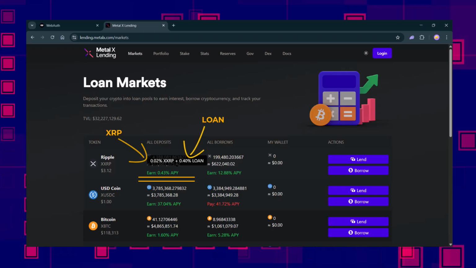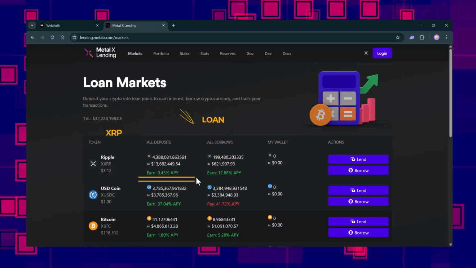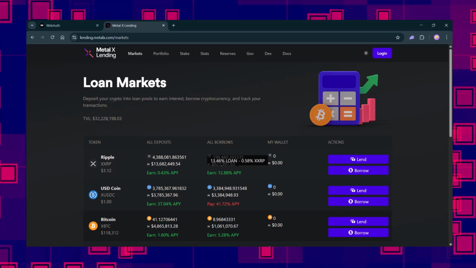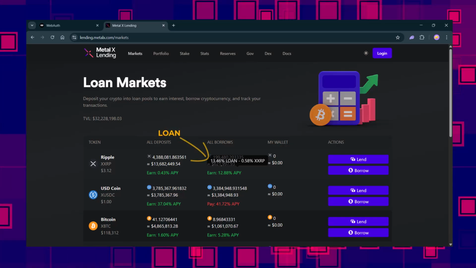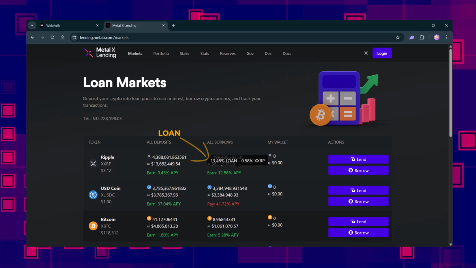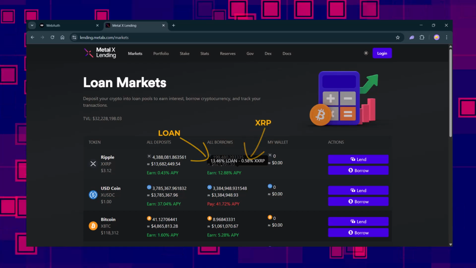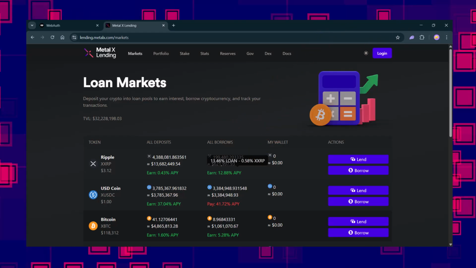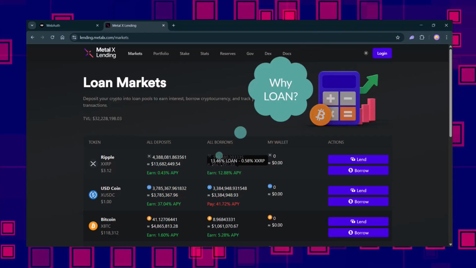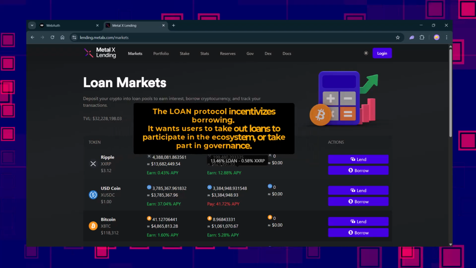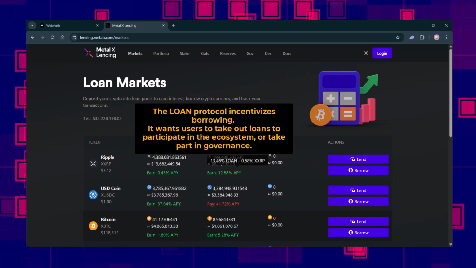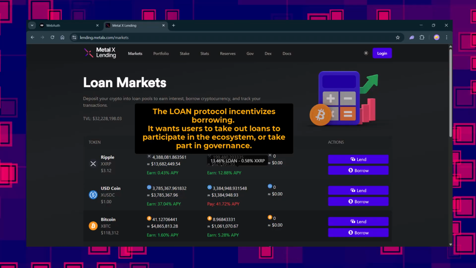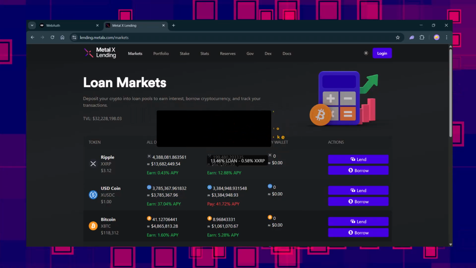But what about borrowing XRP? Let's check it out. Hovering over the borrow APY shows that, for borrowing XRP, you actually receive loan tokens worth 13.46% APY, but you pay 0.58% in XRP. These percentages are always based on the amount of XRP you've borrowed. So why are you getting rewards just for borrowing? Well, the loan protocol incentivizes borrowing. It wants users to take out loans, to participate in the ecosystem, or take part in governance. That's why in some cases, borrowing can even earn you more than it costs.